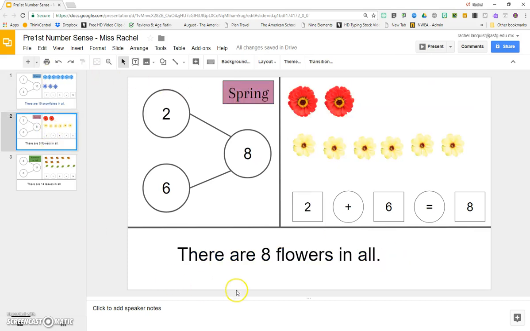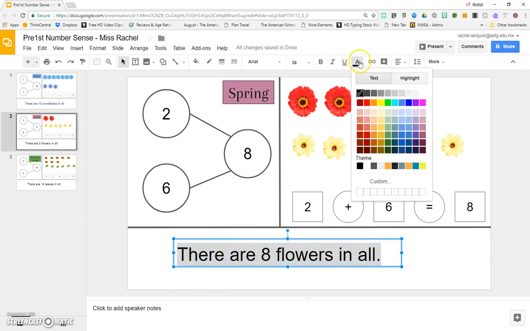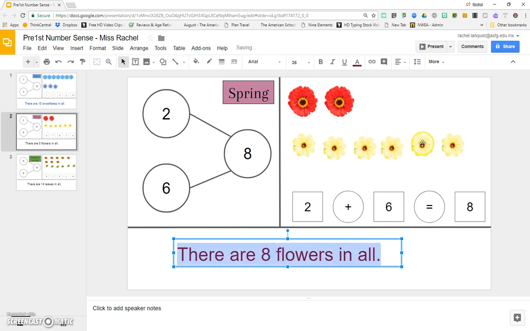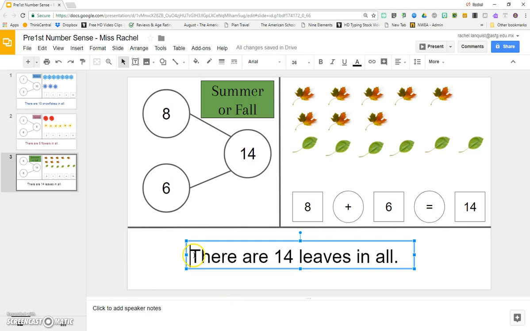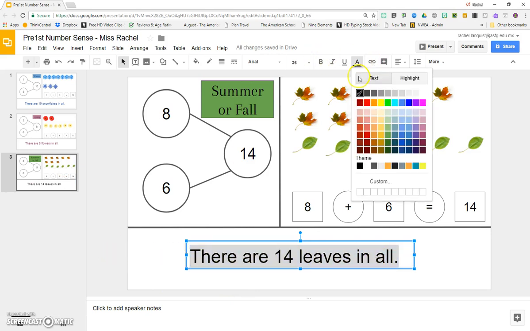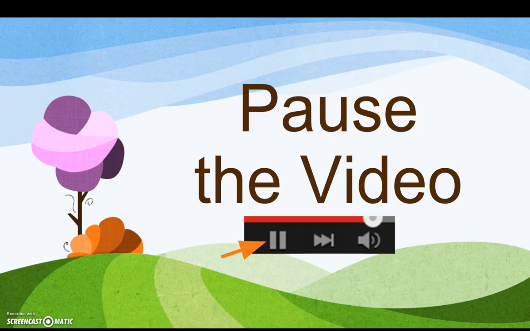I can now click on the other one, click, hold down, let go. And again, I'm going to go to the A and make a dark color. I want to be able to read the words very well. And last one, I'm going to click, hold down, let go, and change the color to a dark color. Go ahead and pause the video so you can change your font color to a different color.